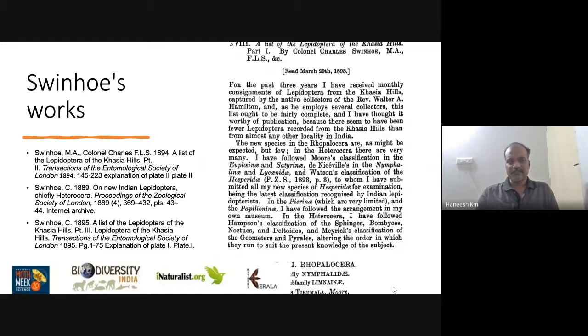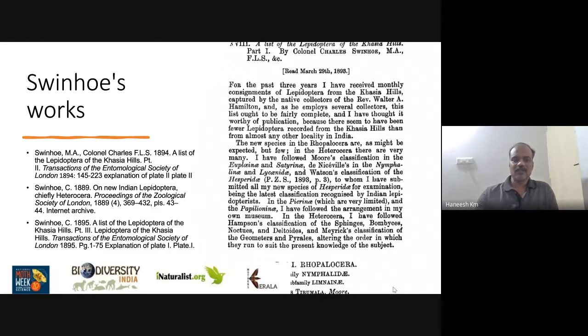Again, there are a few works by Swinhoe: the list of Lepidoptera in the Khasi Hills, and some papers by him, the Lepidoptera of Khasi Hills and On New Indian Lepidoptera, chiefly Heterocera. You can still find some of the PDFs online or in archive.org, so you can go and search for his works.